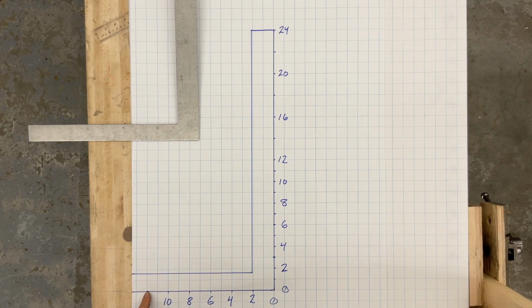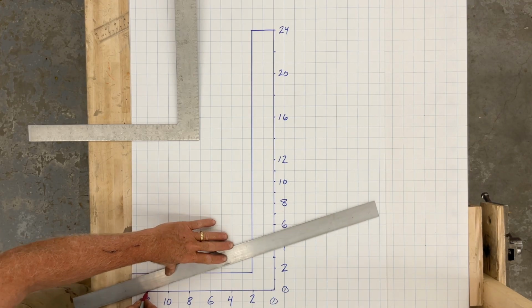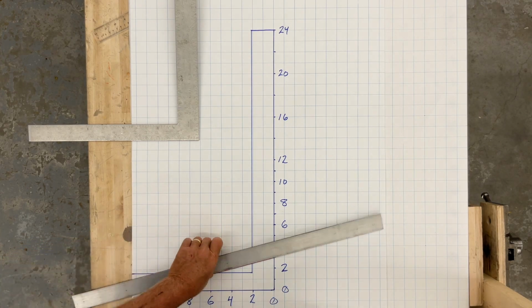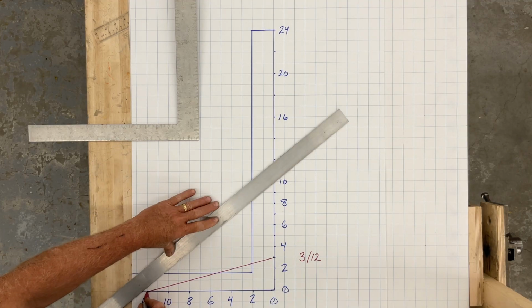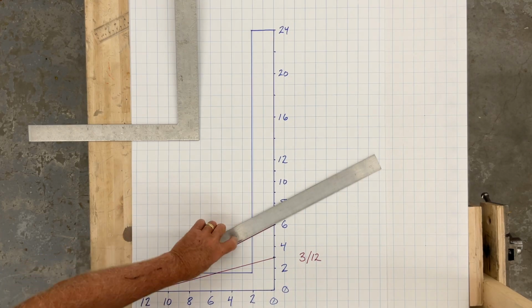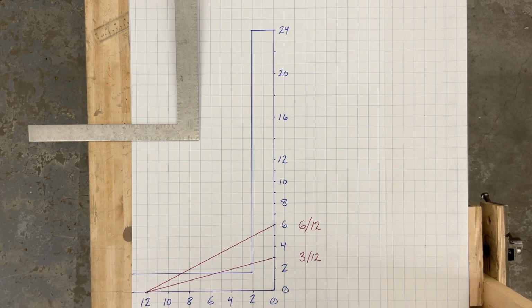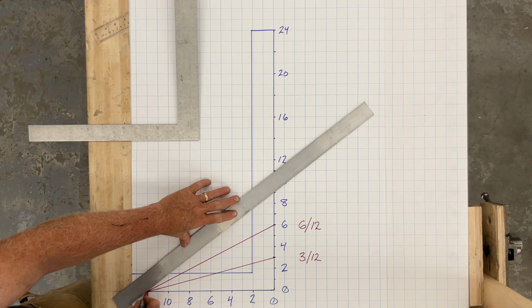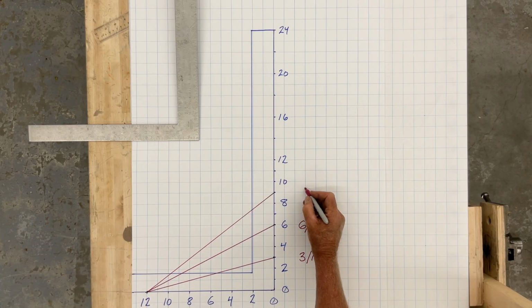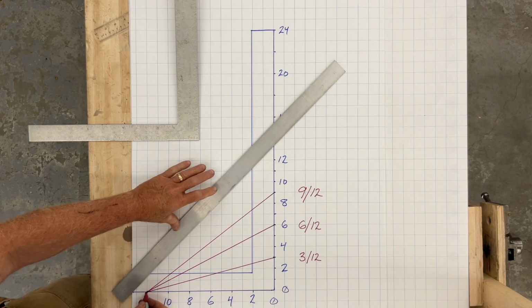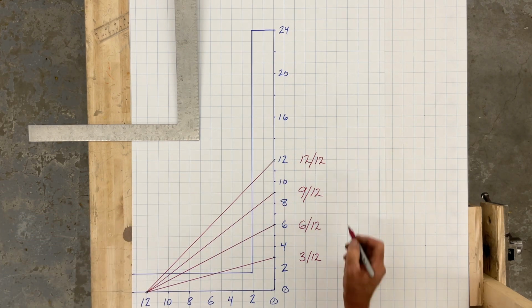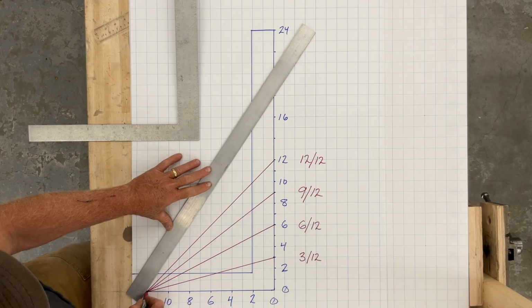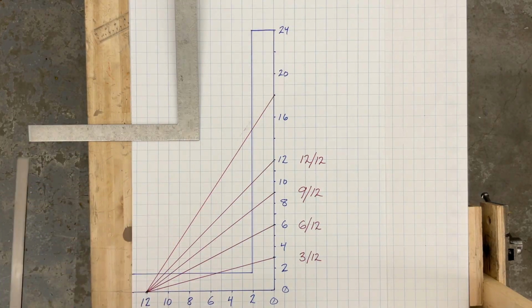Here's how it works. Rise is always given first, and run is always 12 inches. So 3 to 12, rise is 3 inches over 12 inches. 6 to 12, rise is 6 inches over 12 inches. 9 to 12, rise is 9 inches. 12 to 12 is a 45-degree angle. And 18 to 12 or 24 to 12 indicates a very steep roof.